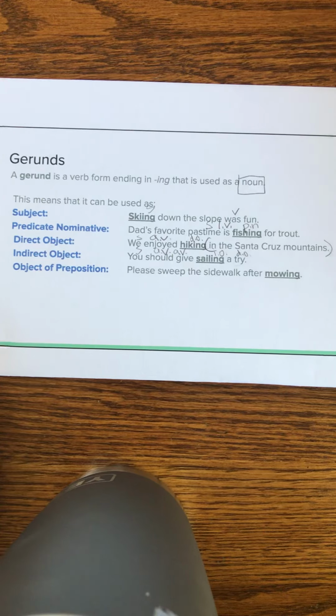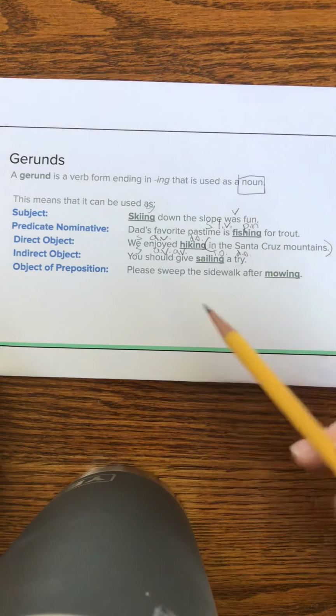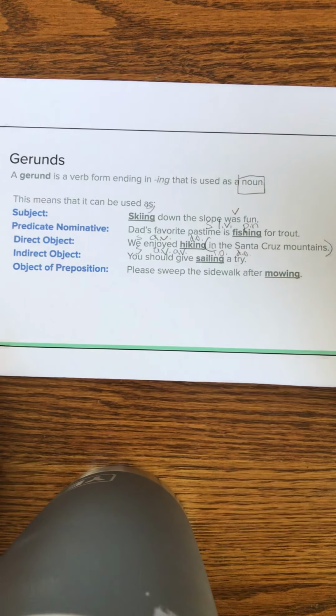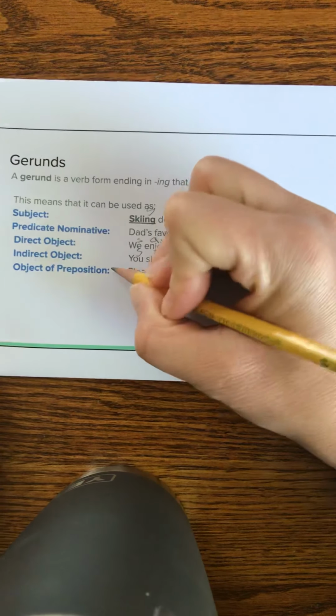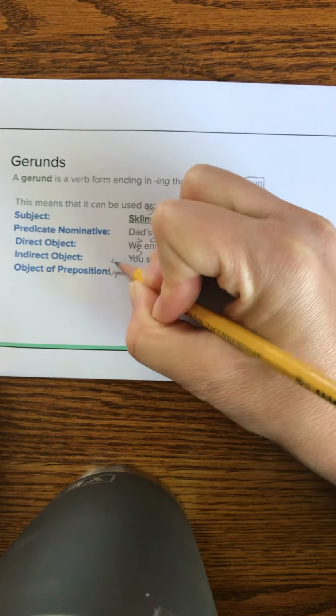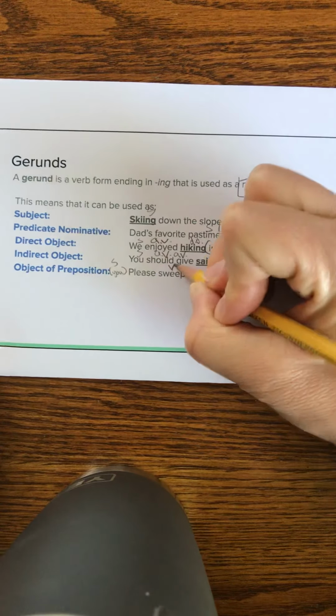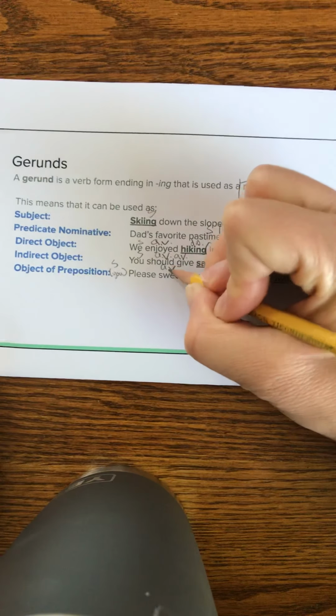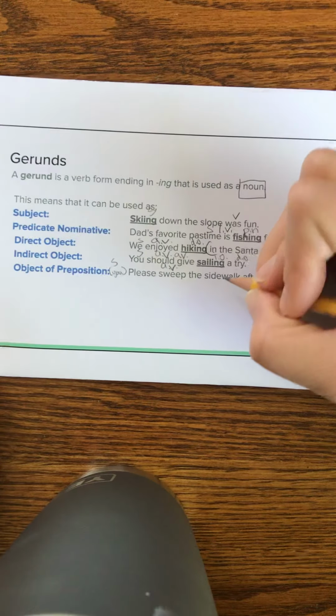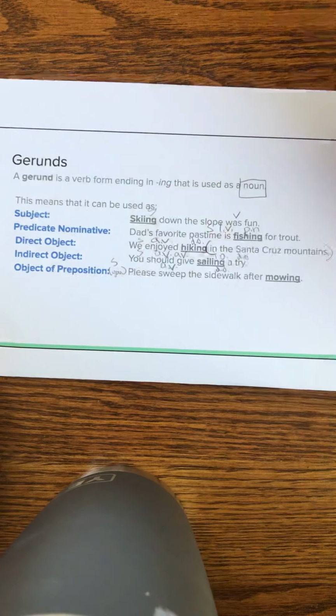The last place a gerund could be is in the object of the preposition. Please sweep the sidewalk after mowing. Okay, what's my subject here? This is the bossy sentence. Some of us maybe have parents who like to give us commands like this. My subject is understood you. My verb is sweep. It's an action verb. What are you sweeping? The sidewalk. This is my direct object.